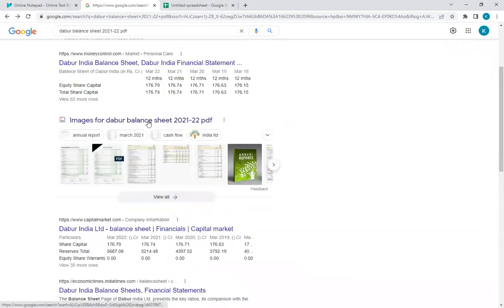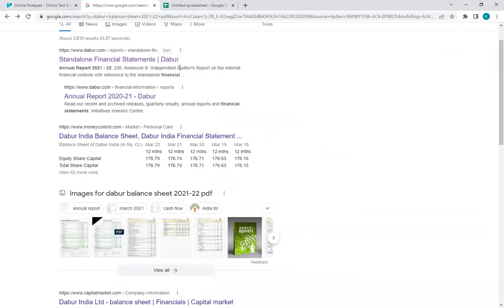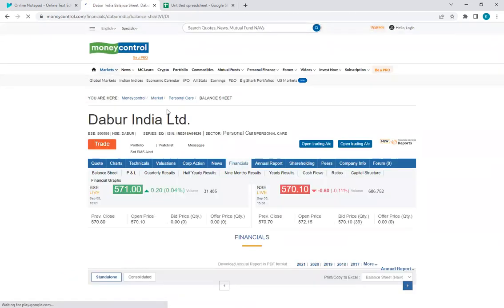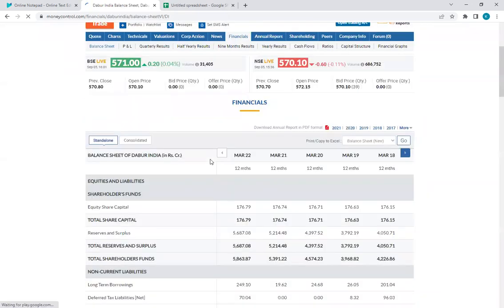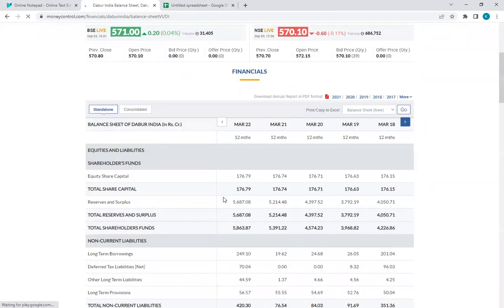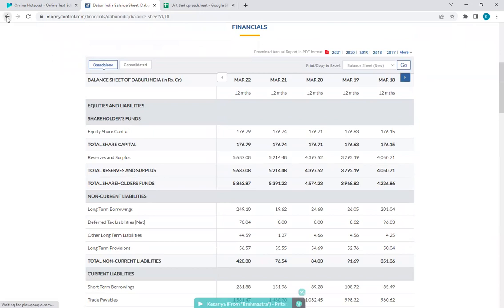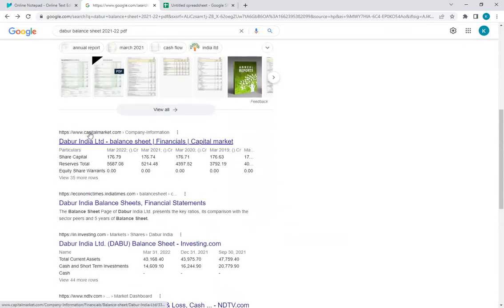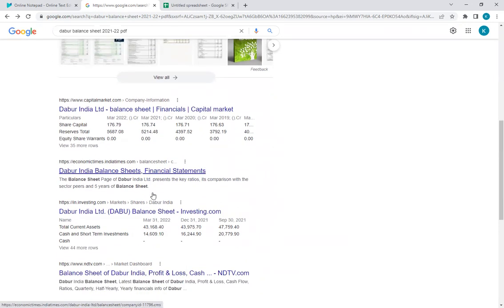One more point here: the same balance sheet information can be available from other sources also. Like if you see Money Control, we can see the balance sheet there. If I click here, the Money Control site also provides the balance sheet. And there are other sources also. You can view the balance sheet on Capital Markets, and Economic Times is also giving the balance sheet.